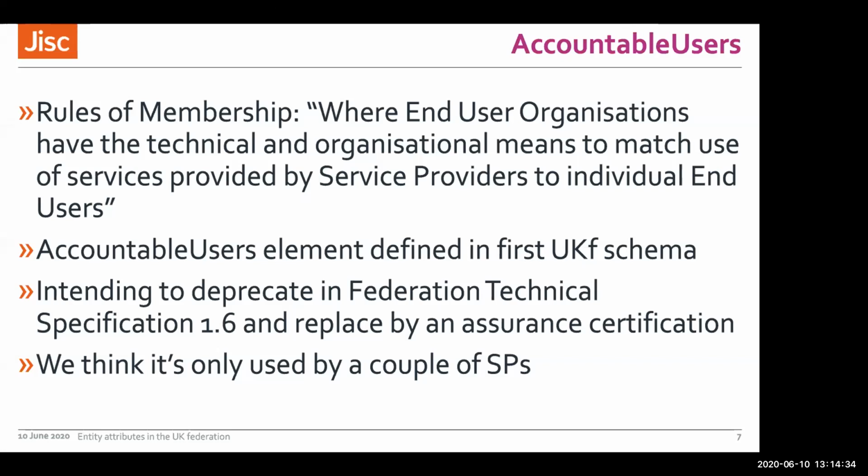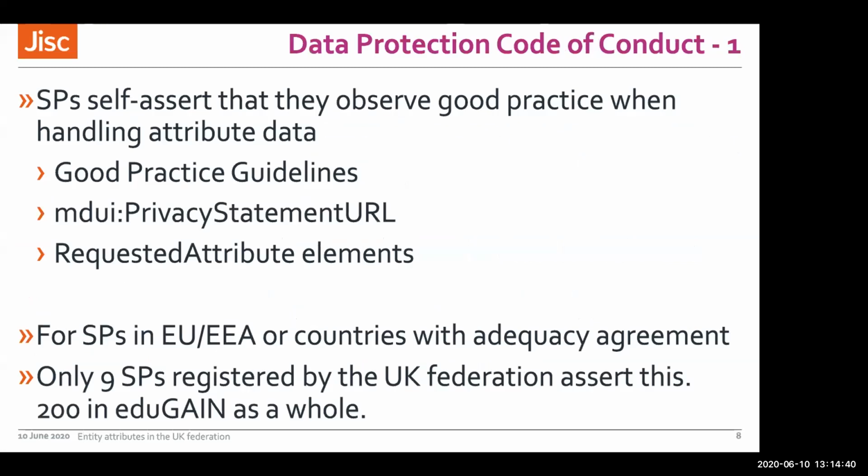Having moved from the definitions and a couple of easier examples, I'll move to the first of 3 entity attributes that we support. The first one is the Géant Data Protection Code of Conduct. This is formally for service providers in the EU or EEA or some other countries as well, for SPs to assert that they observe good practice when handling attribute data.